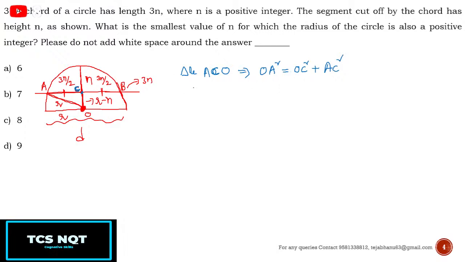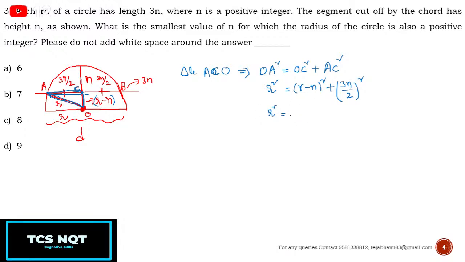From this, as we know, OA is R. R square is equal to OC square, and this OC value is R minus n, whole square, plus AC, which is nothing but 3n by 2, whole square. Now, try to solve it.